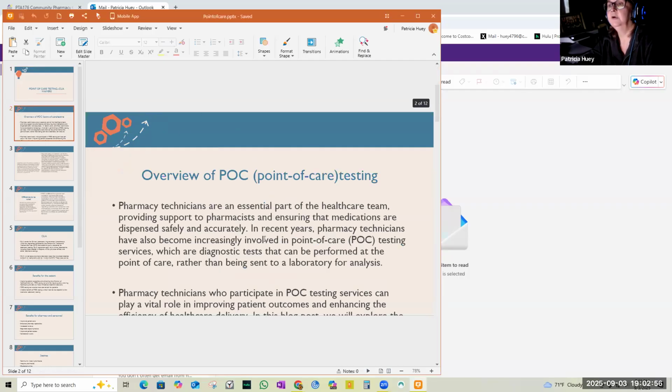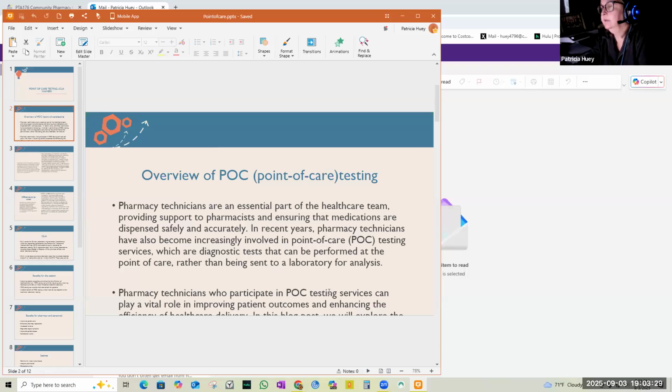So the second page here is just an overview of the point of care testing. And we know that pharmacy technicians are an essential part of the healthcare team. We don't only provide support to our patients and the pharmacists, we also are supporting the provider's office because we're ensuring that the medications are dispensed safely and accurately.